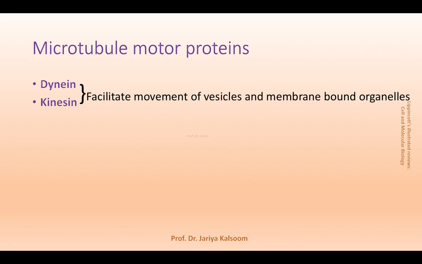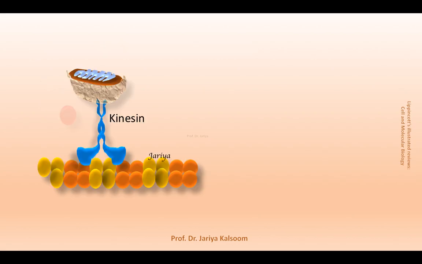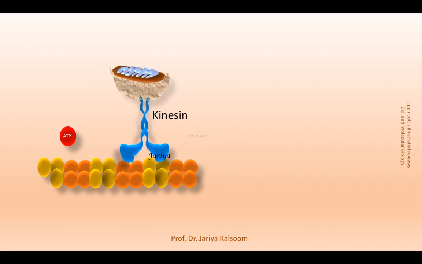Dyneins move along microtubules towards the centrosome, or the negative end of the microtubules. Kinesins travel along microtubules away from the centrosome towards the positive end. Both types of proteins hydrolyze ATP for their own movement. So that's a kinesin transporting mitochondria.